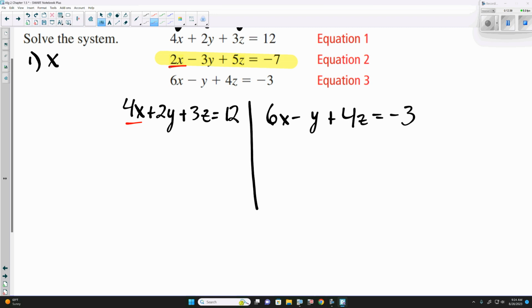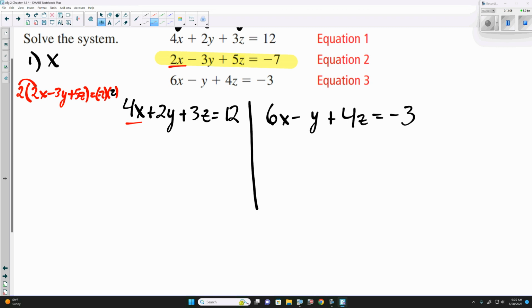So we're going to scale, as we call using a scalar. I'm going to multiply our 2x minus 3y plus 5z, both sides, by 2: 2x minus 3y plus 5z and negative 7. So again, when y'all are working on these, I would always do these off to the side. This is scratch work.